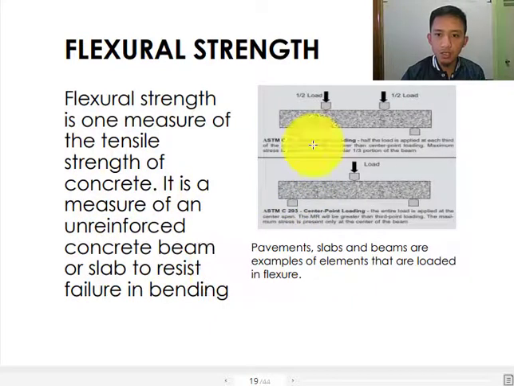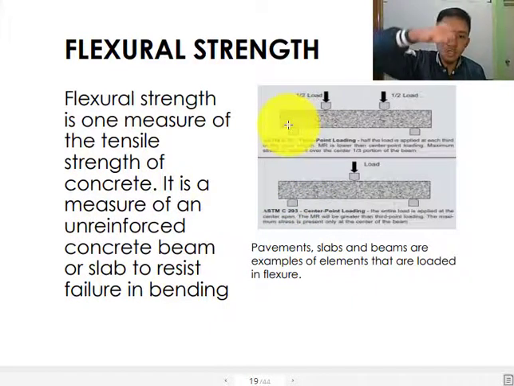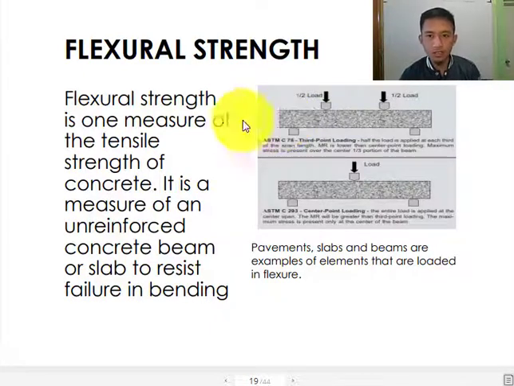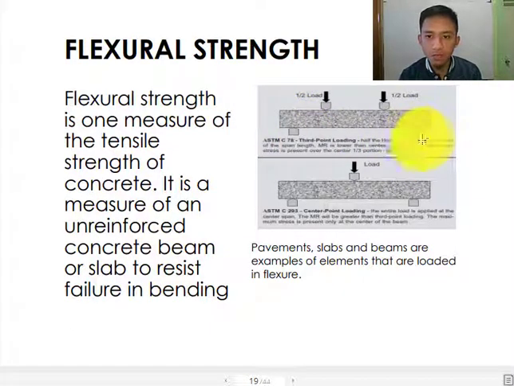So how are they going to test that one? Unlike in compression, where they just compress the sample, here the rectangular-shaped concrete will be laid down and supported at the ends. As you can see on the figure, there is a support on the base.